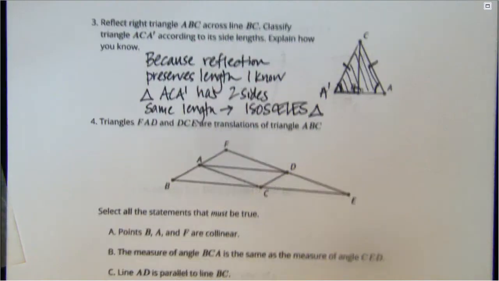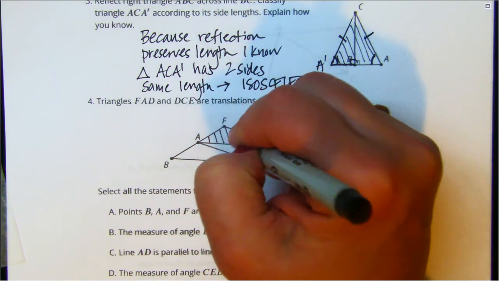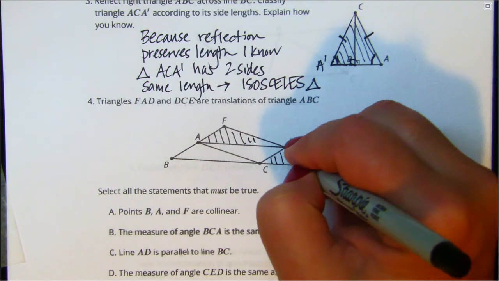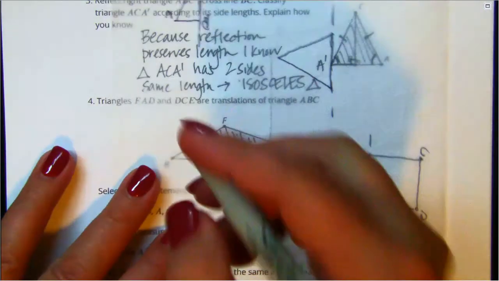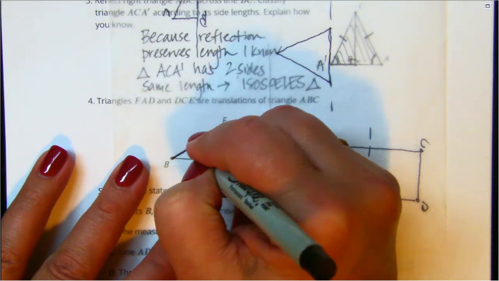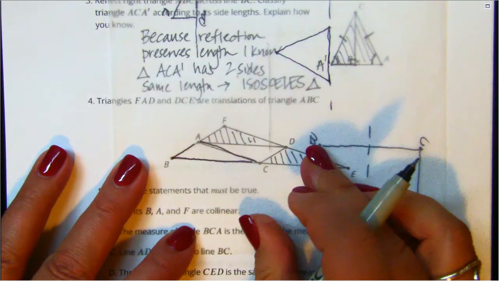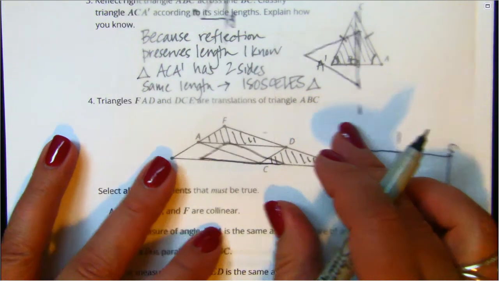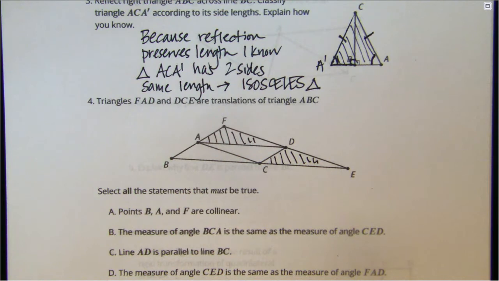Number 4, triangle FAD and DCE are translations of triangle ABC. So this triangle right here has been translated, right? Slid up here. This one slid over here. Select all the statements that must be true.